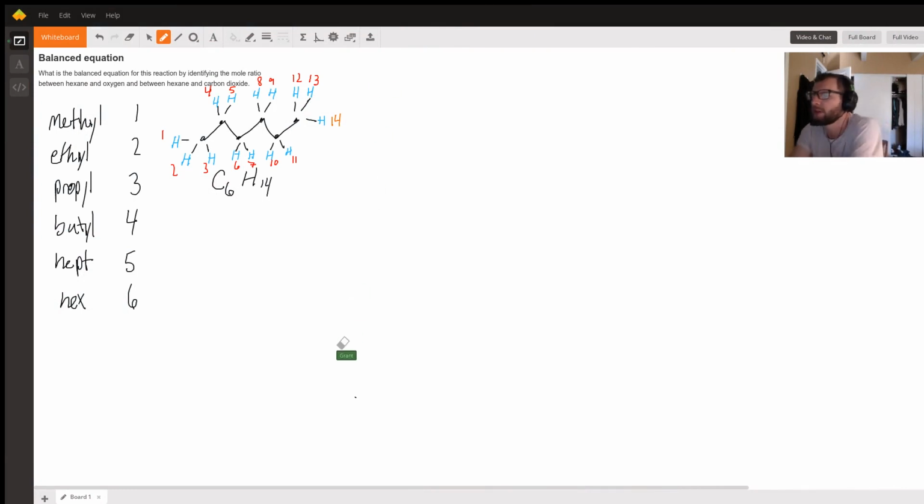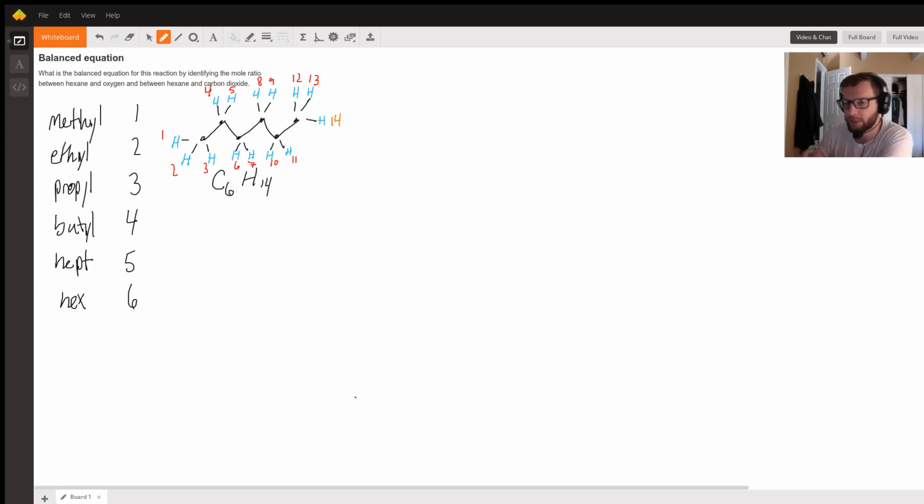So the question is, what is the balanced equation for this reaction by identifying the mole ratio between hexane and oxygen, and between hexane and carbon dioxide? What I assume this to be is a combustion reaction with hexane, so you'll have hexane plus oxygen gives you carbon dioxide and water. So that's the classic combustion reaction.